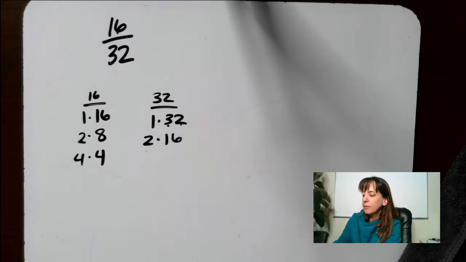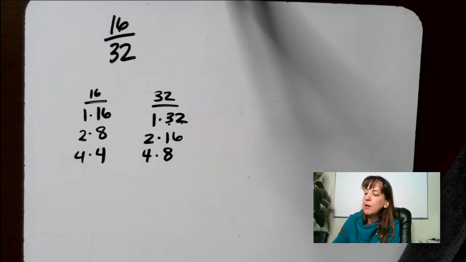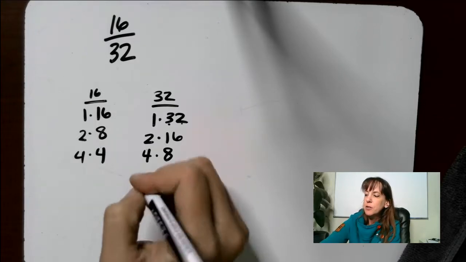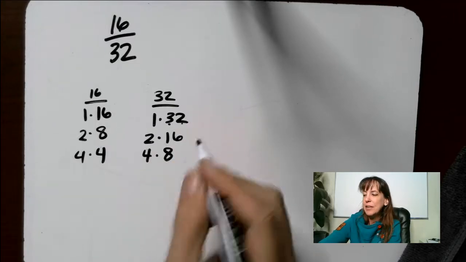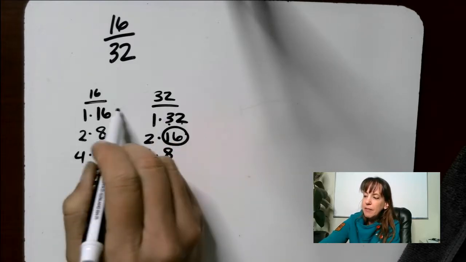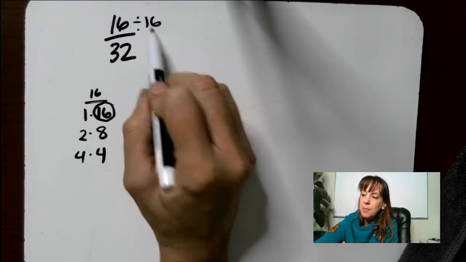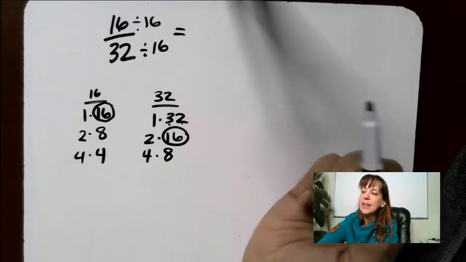Not 3, right? But if we did 4 times 8, we could do that one. Not 5, but we could do not 6, not 7, and 8's already on the board. All right, looking at all of these, our greatest common factor is 16, right? So if I divide the top, and if I divide the bottom, I can't even talk today, by 16, I get 1/2.